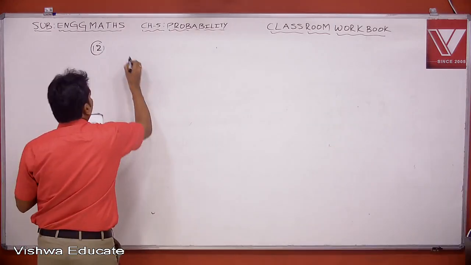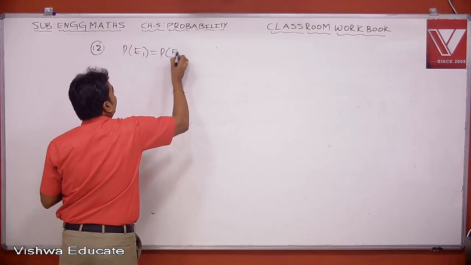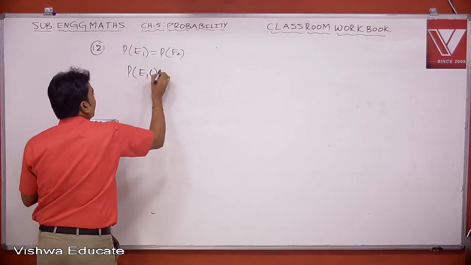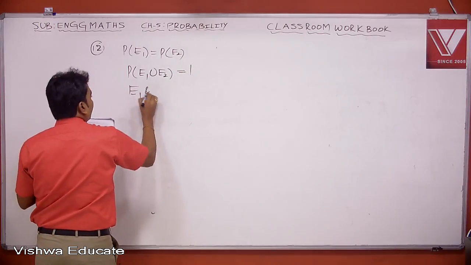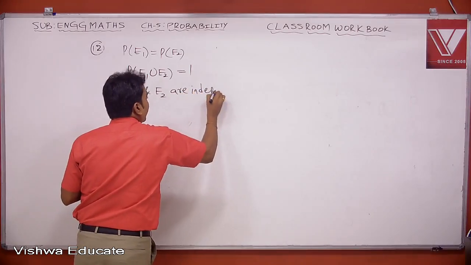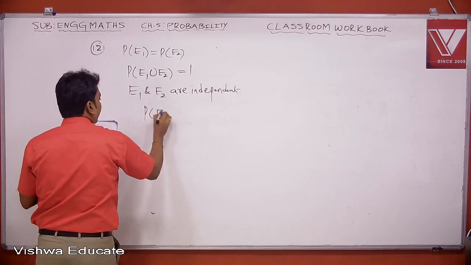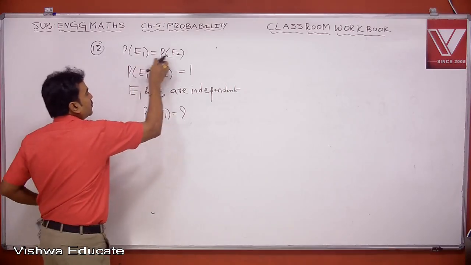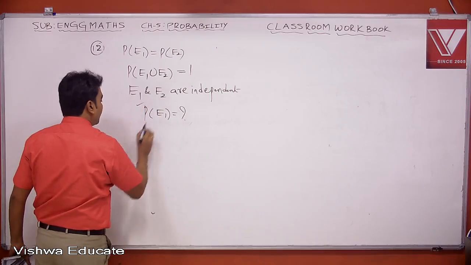Now the constraints: P of E1 equal to P of E2, P of E1 union E2 equal to 1, and E1 and E2 are independent events. So in that case, we need to find what is P of E1. So the data is given like this. P of E1 is P of E2. P of E1 union E2 is 1. They are independent events. Then what is P of E1?